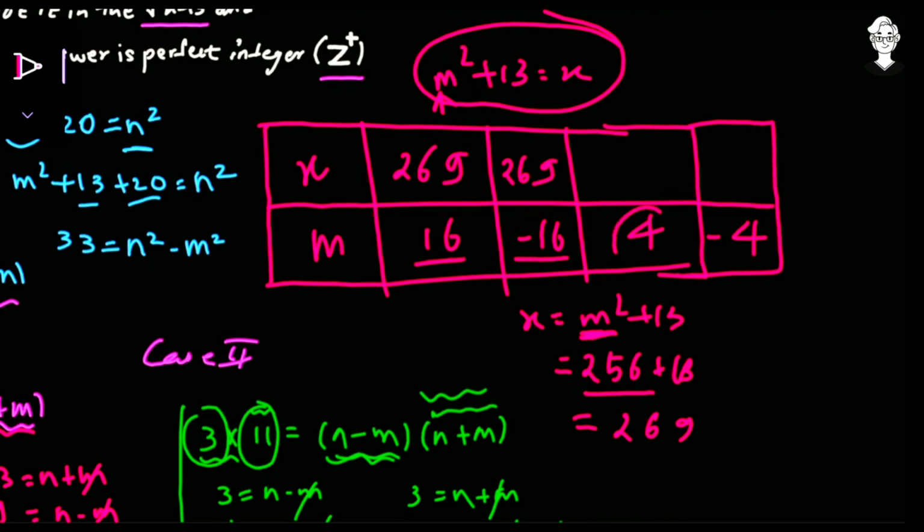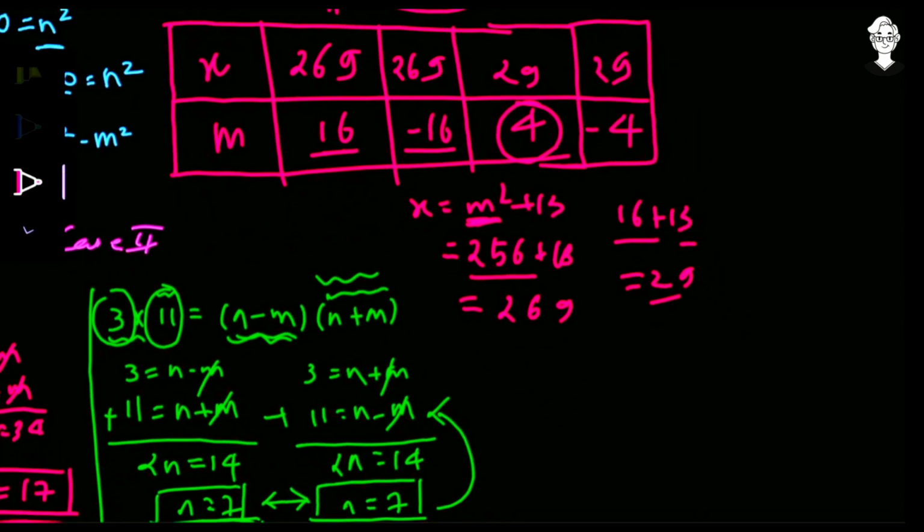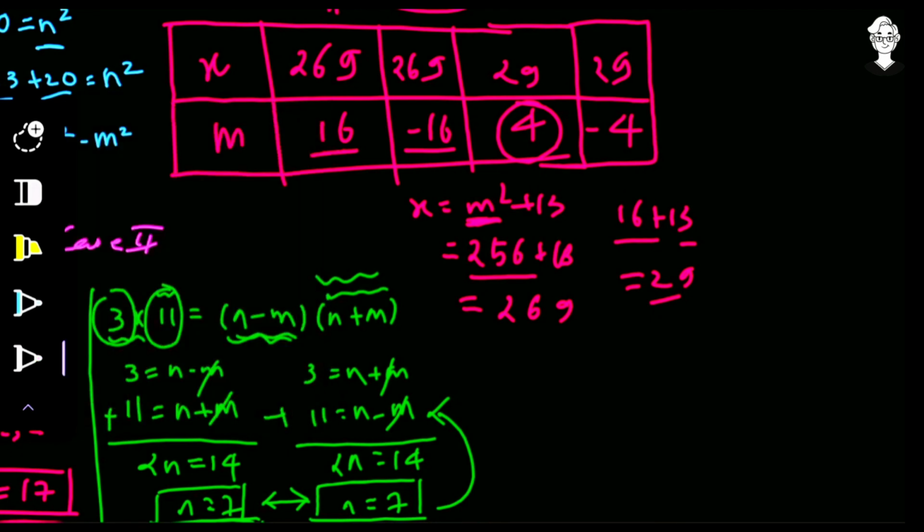Now let us move further to the 4. When I take 4, 4 square is 16, plus 13 is equal to 29. And same with the negative. Negative 4 square is 16, 16 plus 13, 29. So 29 over here, 29 over here. So finally we obtain the value of x is equal to 269 or else 29. These are the two values of x.